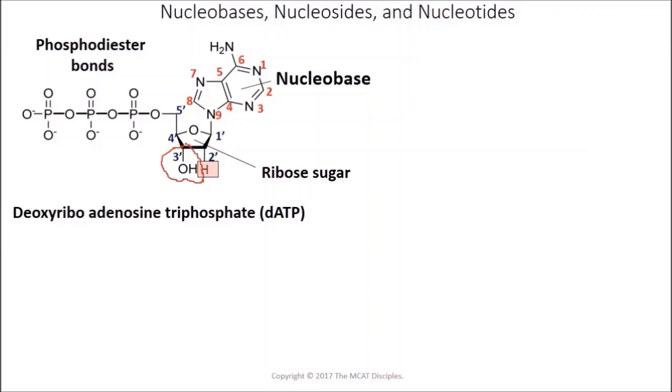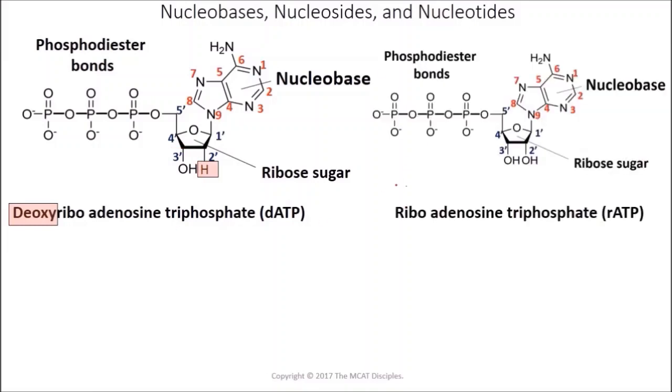The 3' position is very important because it is what allows us to extend DNA. That 3' OH at the 3' position is what allows us to attack another incoming NTP to form a new phosphodiester bond. Anyway, we'll get there. That's dATP. That is what's found in DNA. Okay, deoxy.